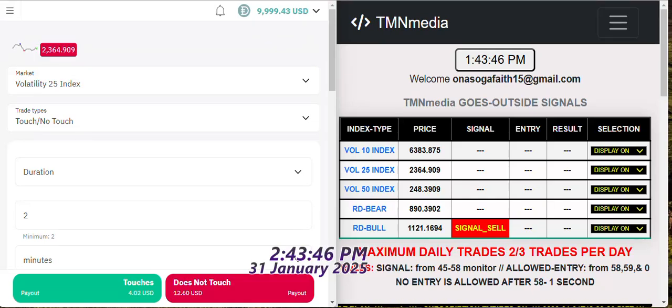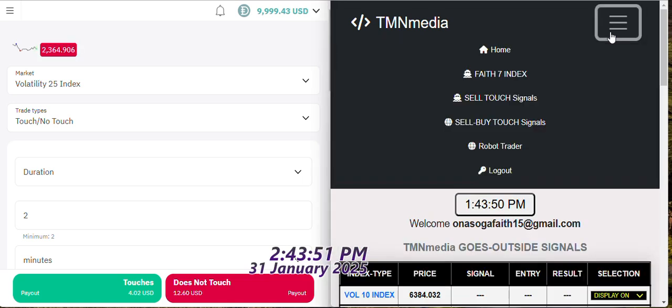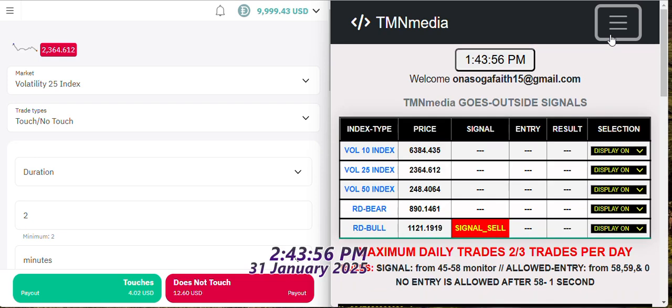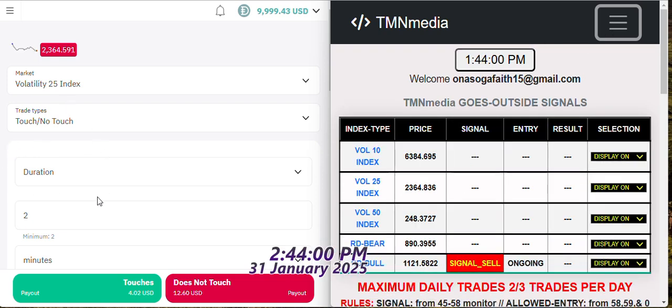Touch. Now I need to explain, so that if this is your first time, this is my website. When you subscribe for the signal, this is what you're going to see. The one on the left is just the trading platform, which is Deriv. The one on the right is my website with the signal service. Once you log in, your welcome page, you are going to be here, which is for goes outside.